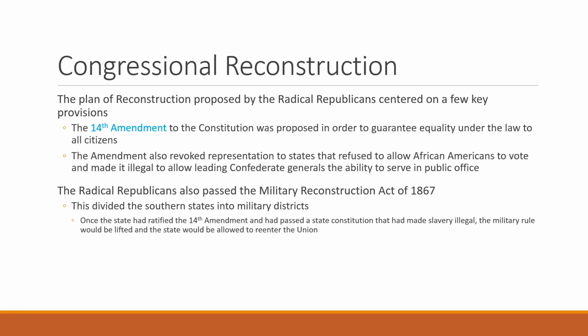The Radical Republicans also passed the Military Reconstruction Act of 1867, and this divided the southern states into military districts, 5 of them, that the Union Army would possess and would force these provisions into the society. Once the state had ratified the 14th Amendment and had passed a state constitution that made slavery illegal, the military rule would be lifted and the state would be allowed to re-enter the Union.